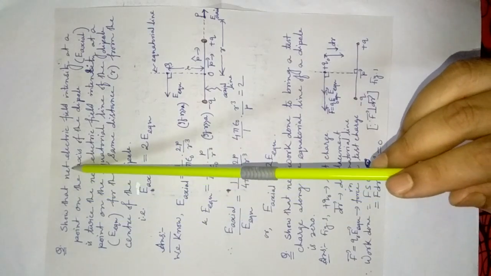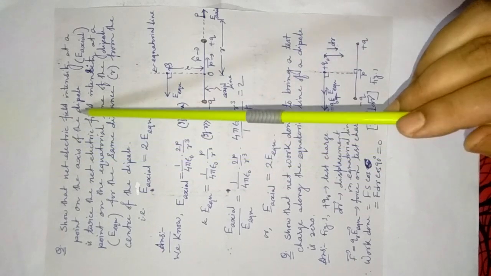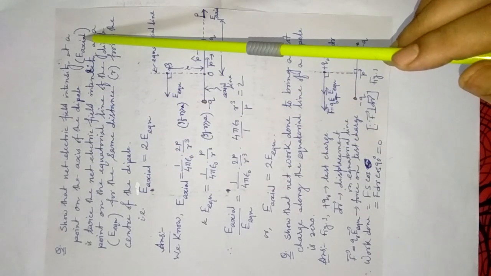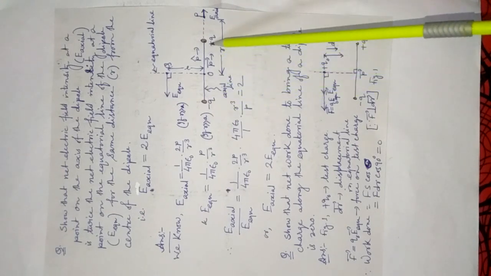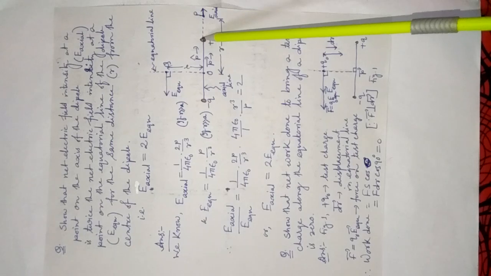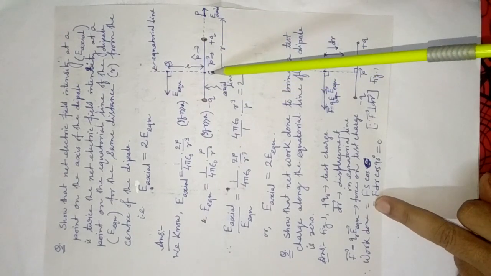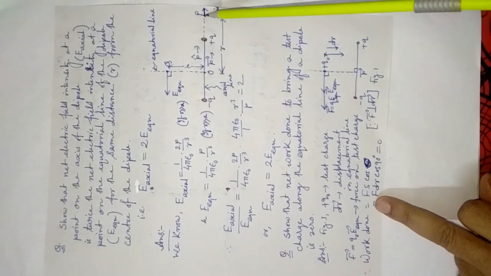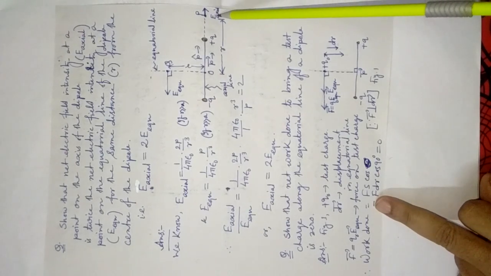So that net electric field intensity at a point on the axis of a dipole, E axial. That means see here, this is the dipole, minus q and this is plus q. And what is the axis? This is the axis. Suppose a point P, at a distance r from the midpoint or center of the dipole, the net electric field intensity is along this direction, E axial.